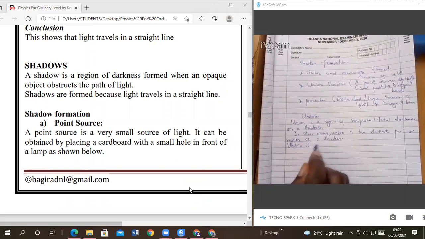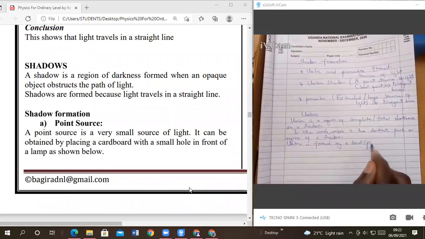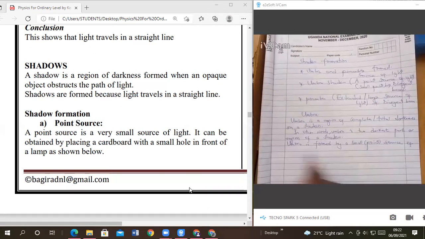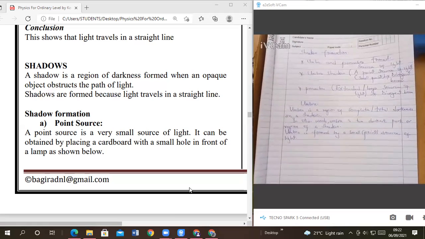Umbra is formed by a small or point source of light. Source of light. Members?